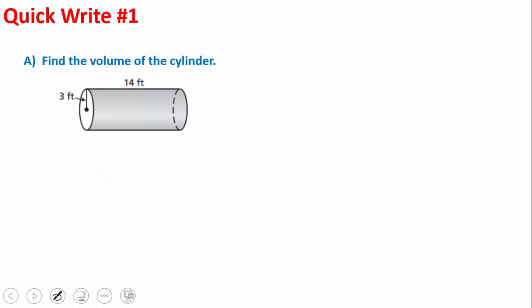All right, so we're done with our examples. Let's go to our first quick write. Find the volume of the cylinder. You may want to draw a quick picture of this cylinder and label the appropriate dimensions it's given us, recognizing that this is a point from the center of the base to the edge of the circle. So what measurement is that? 3 feet. Keep that in mind when you're doing your math.